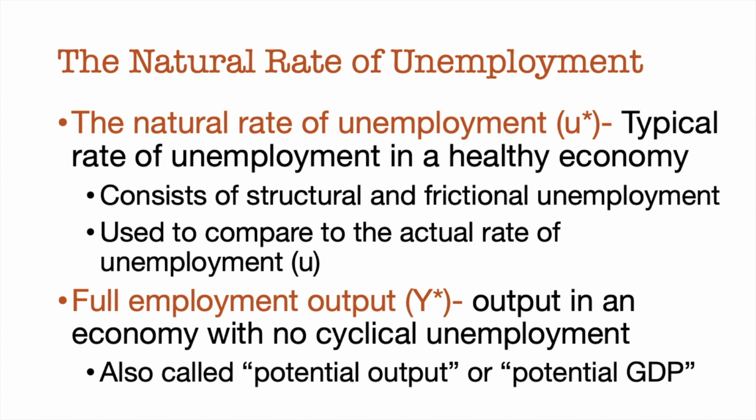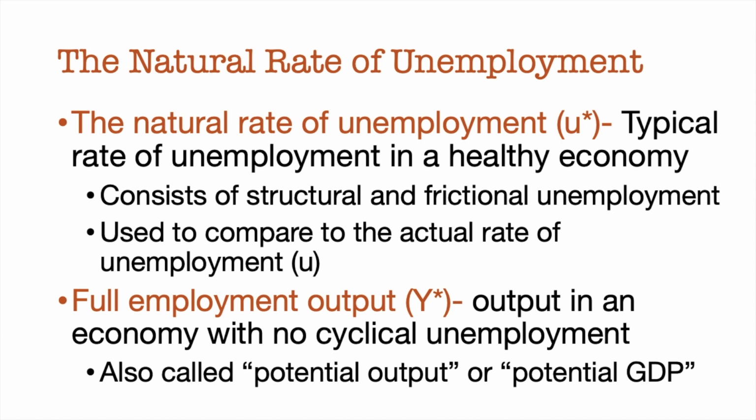So if we put a little star next to the lowercase u, that means this is the natural rate of unemployment. It consists only of the 2 good types of unemployment, structural and frictional. And then we compare it to actual unemployment that we see in the economy, which is what we calculate. And then we can determine what stage of the business cycle we're in.